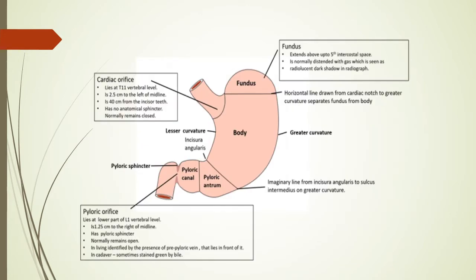This is again the summary of different regions of the stomach. By these three lines we have divided the stomach into fundus, body, pyloric antrum, and pyloric canal. This is the lesser curvature of the stomach, this whole is the greater curvature, and then the angular incisure and sulcus intermedius, the location of the cardiac and pyloric orifices.